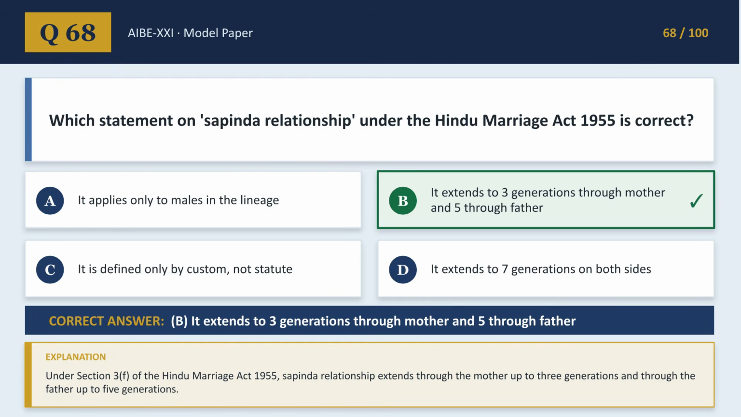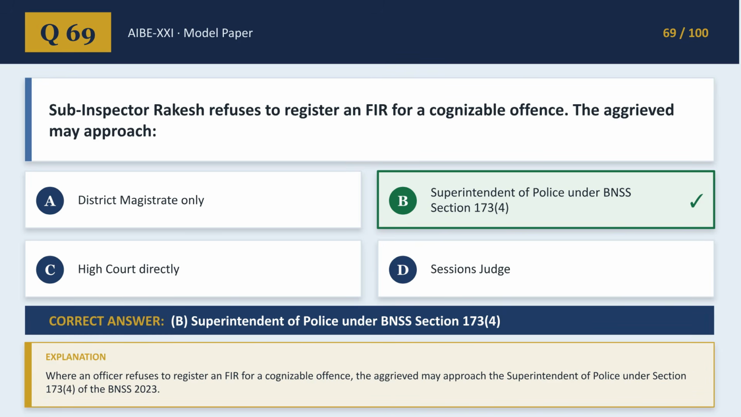Under the Hindu Marriage Act 1955, Sapinda relationship extends to 3 generations through the mother, and 5 through the father. Marriages within these degrees are prohibited, unless custom permits. If a sub-inspector refuses to register an FIR for a cognizable offense, the aggrieved party may approach the Superintendent of Police under BNSS Section 173(4).